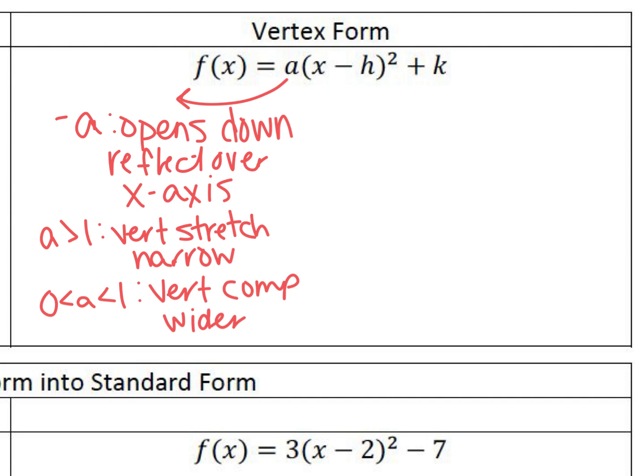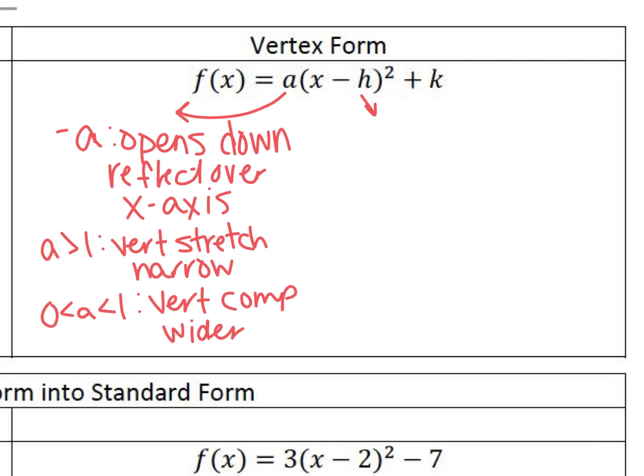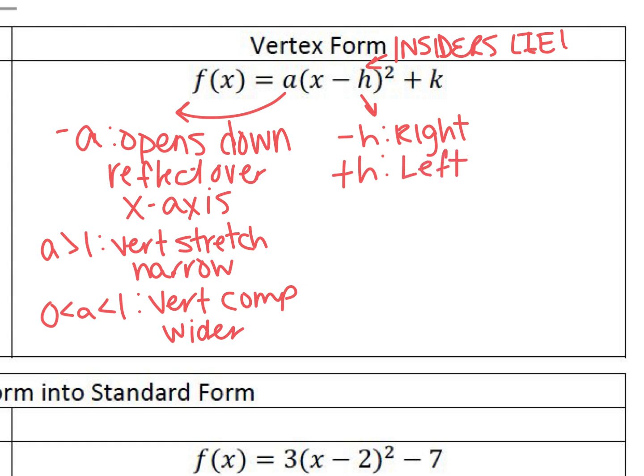We talked about the H. H is inside. What do we remember about inside? Insiders lie. All right, so when we look at this, for H, if it's a negative H, it's actually going right. And if it's a positive H, it's actually going left. So remember that these were going to be our left, right. And inside the parentheses, this is a horizontal, right? Because the parentheses is like the fly machine, right?